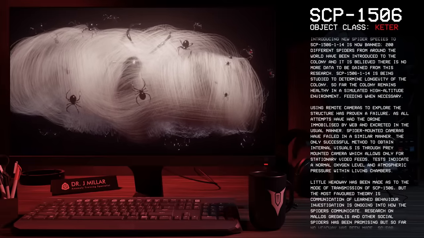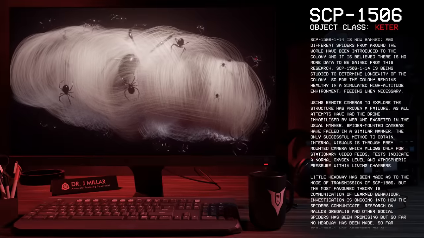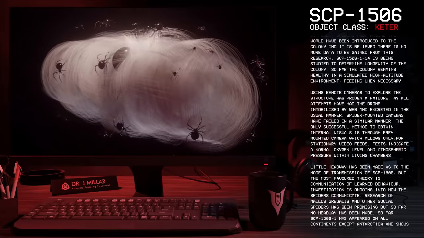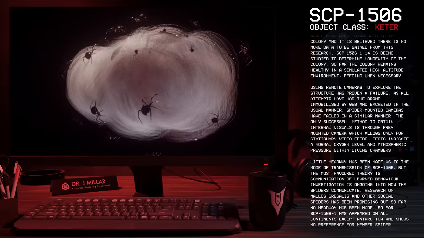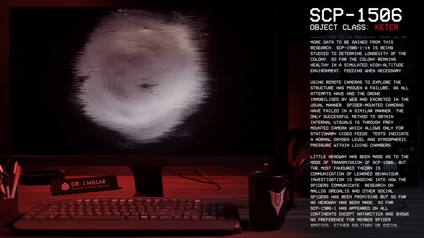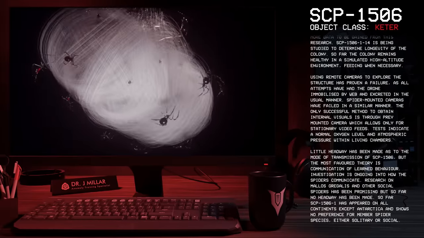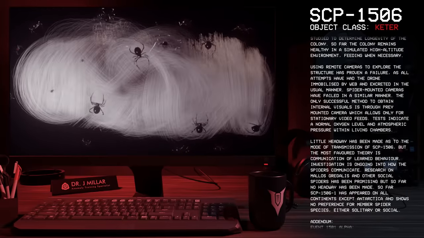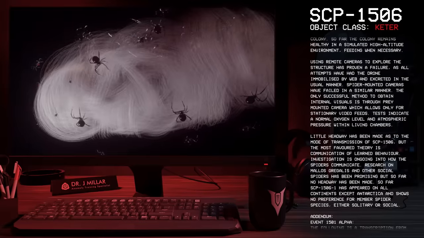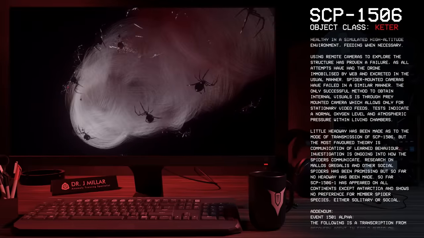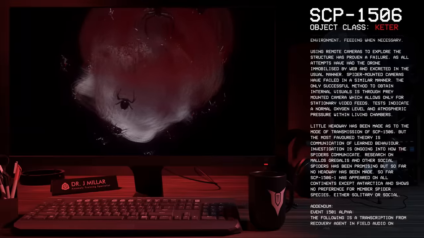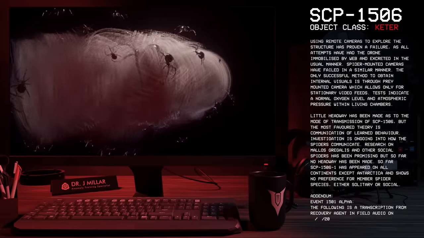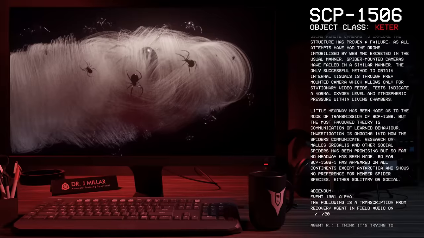SCP-1506-114 is being studied to determine longevity of the colony. So far, the colony remains healthy in a simulated high-altitude environment, feeding when necessary. Using remote cameras to explore the structure has proven a failure, as all attempts have had the drone immobilized by web and excreted in the usual manner. Spider-mounted cameras have failed in a similar manner. The only successful method to obtain internal visuals is through prey-mounted camera, which allows only for stationary video feeds.